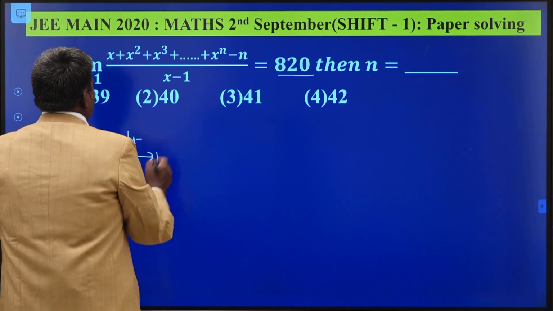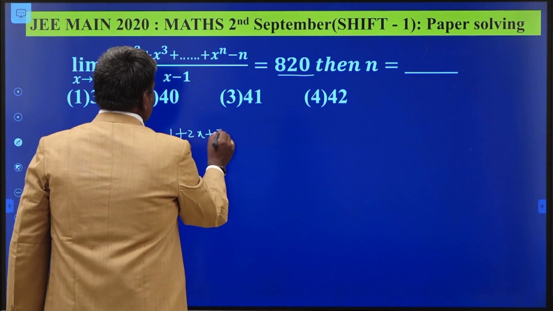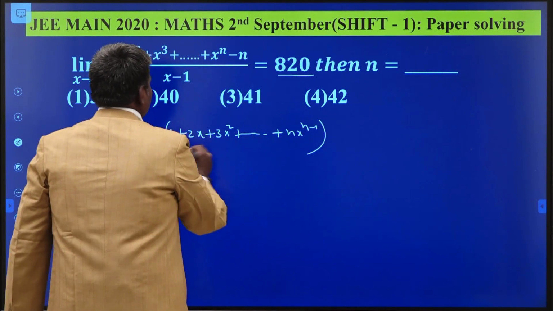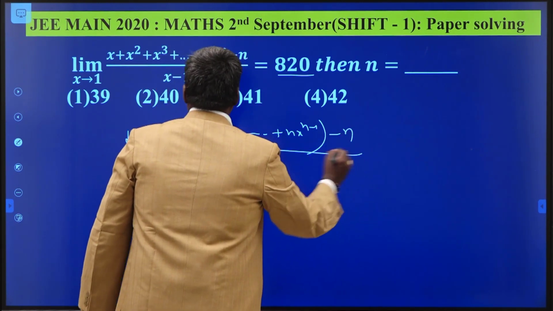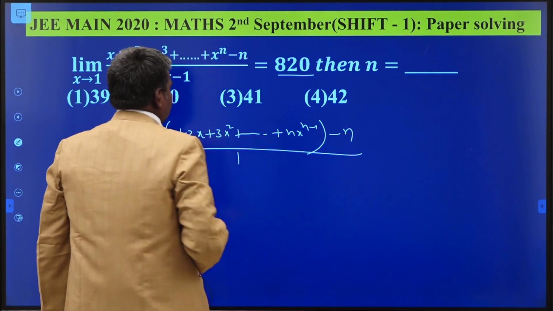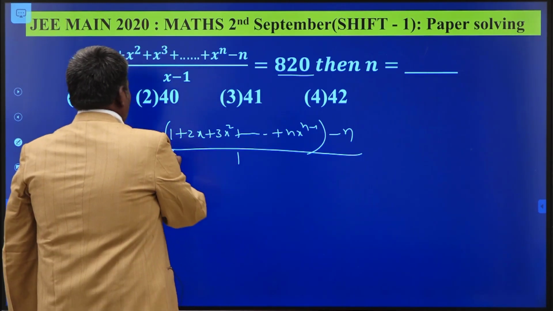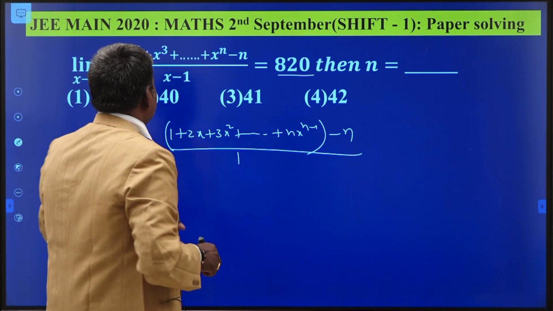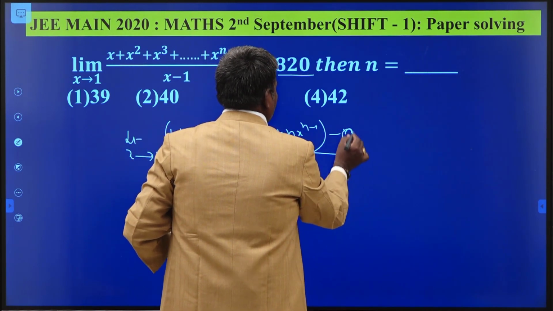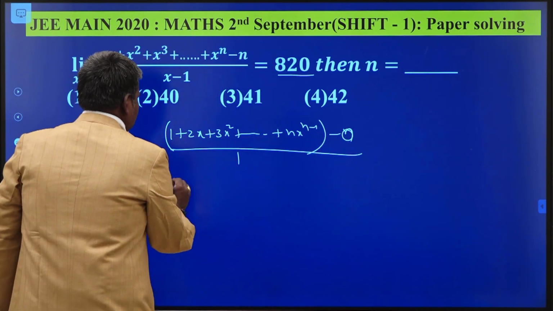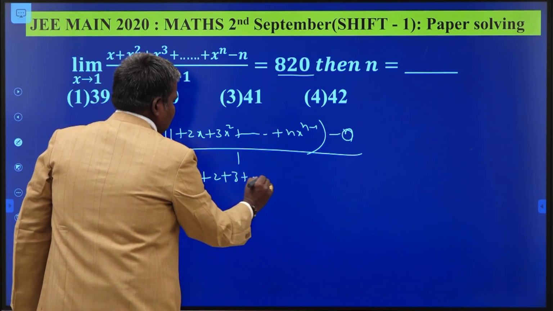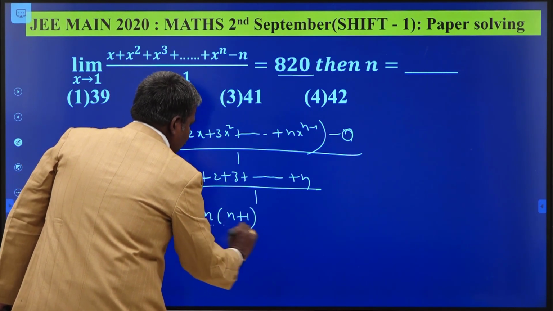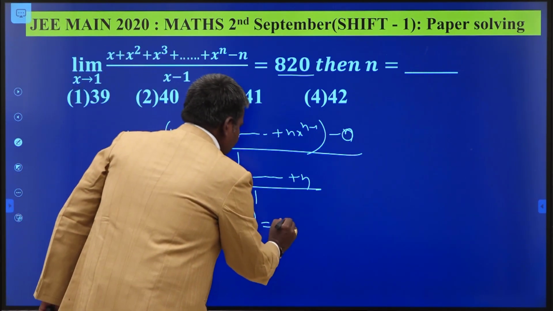We obtain limit x tends to 1, 1 plus 2x plus 3x square and so on up to plus n into x power n minus 1 minus n, whole divided by x minus 1. That is 1. Derivative of x minus 1 is 1. After substituting 1, 1 plus 2 plus 3 plus and so on up to n, sorry, the derivative of n is 0 itself. So this is nothing but n into n plus 1 by 2, which equals 820, as given to you.